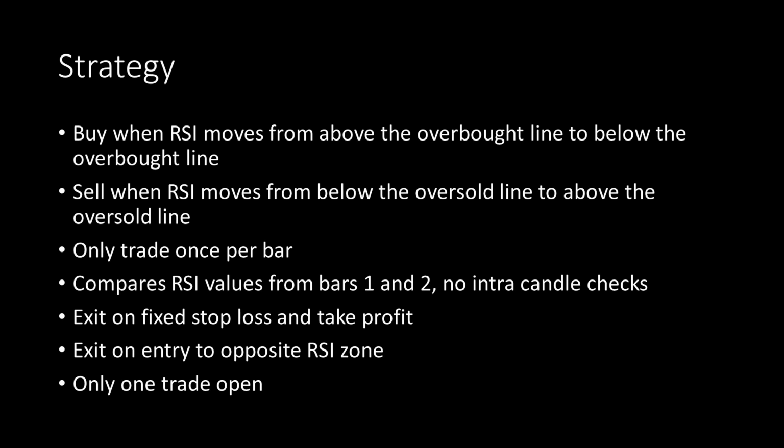I'm going to be exiting either on a fixed stop loss and take profit, so there'll be inputs for the stop loss and the take profit, or I'll also exit if the RSI enters the opposite side of the zone. So if it enters the oversold zone, I will close any sell trades, and if it enters the overbought zone, I will close any buy trades. And there'll only be one trade open at a time, so I'll have a check to make sure there is not an existing trade before opening the next trade.